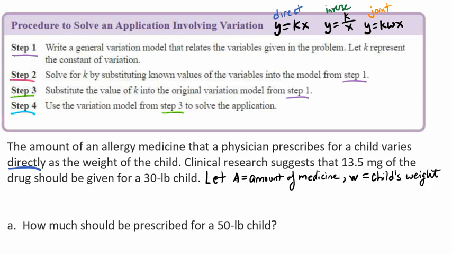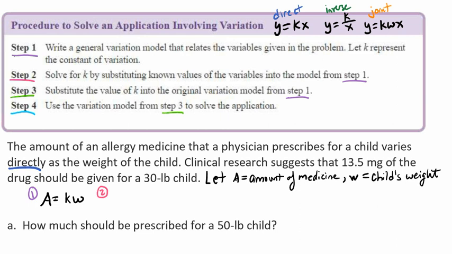So we'll begin by defining a couple values. We're going to let A equal the amount of medicine, and we're going to let W equal the child's weight. So if we're setting up our model, we're going to have A equal to k times W. And so that's really our step 1. We've set up our model. And now we're ready to look at what step 2 would look like.